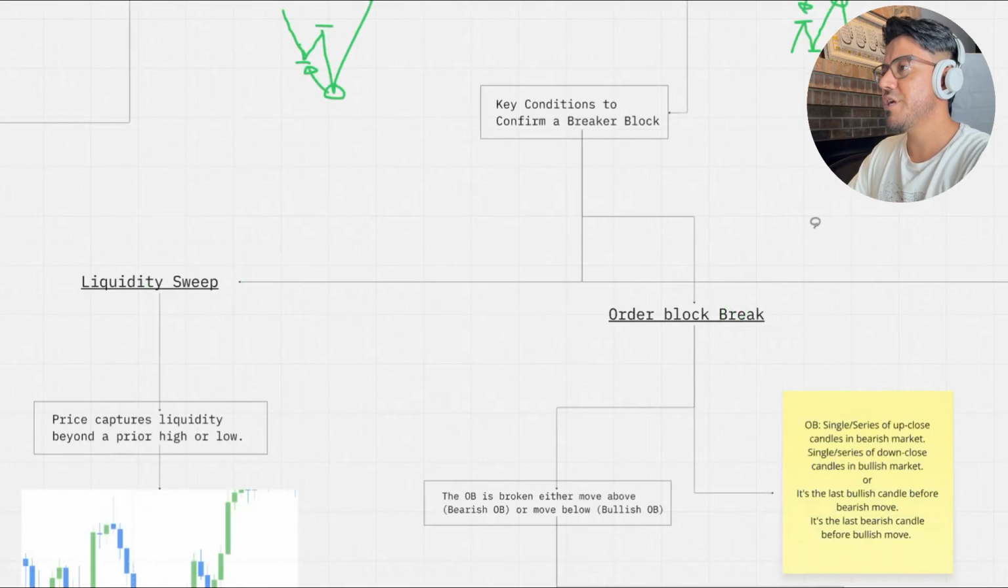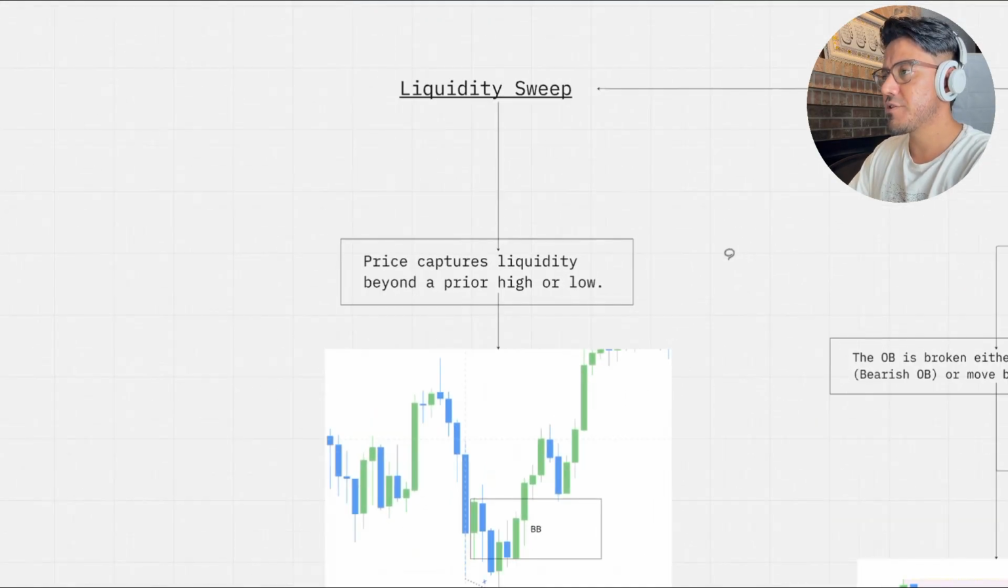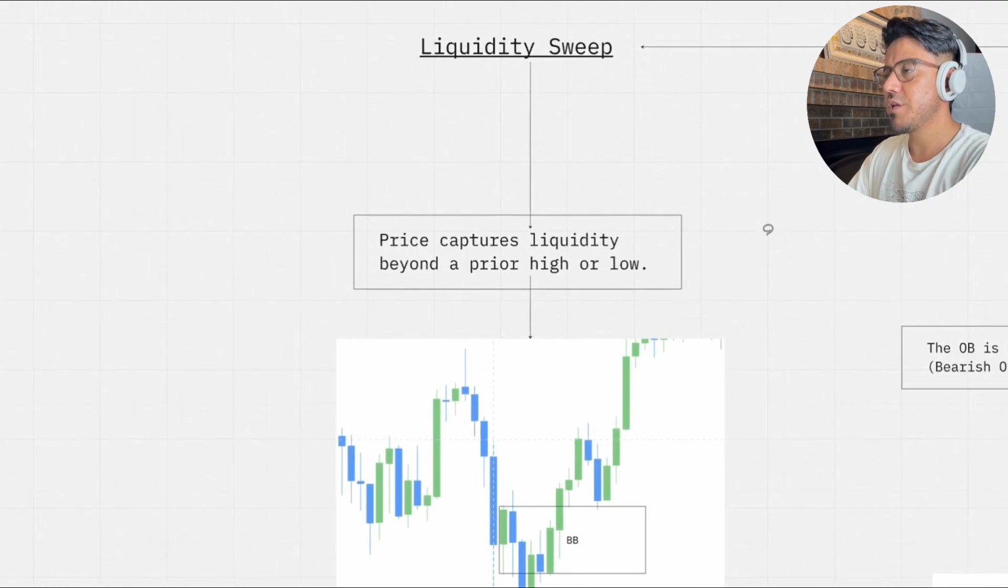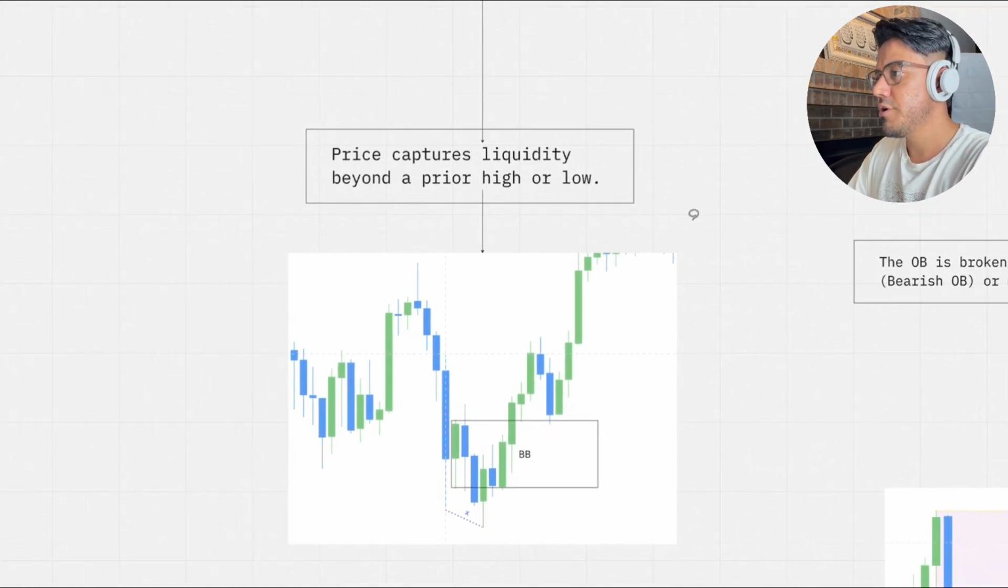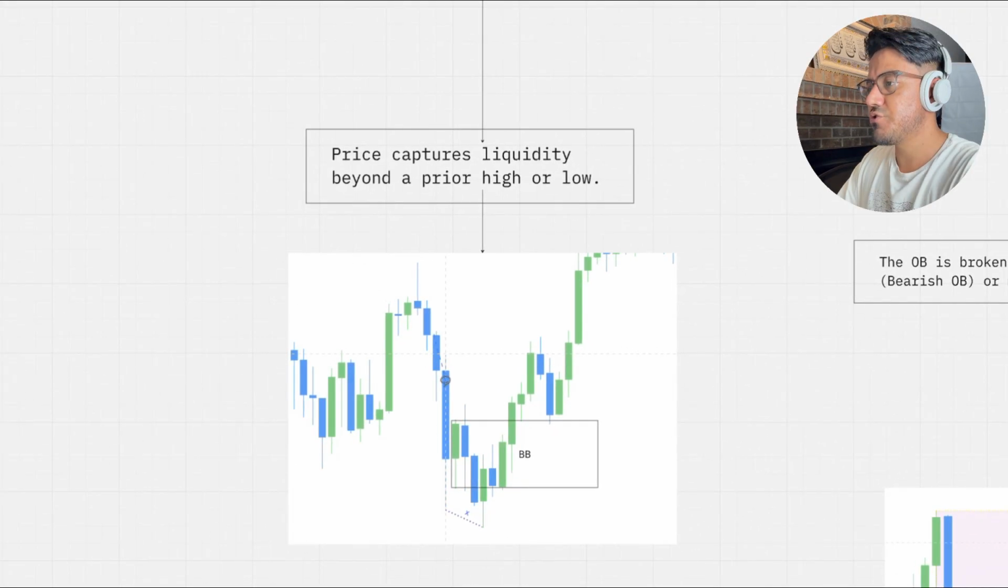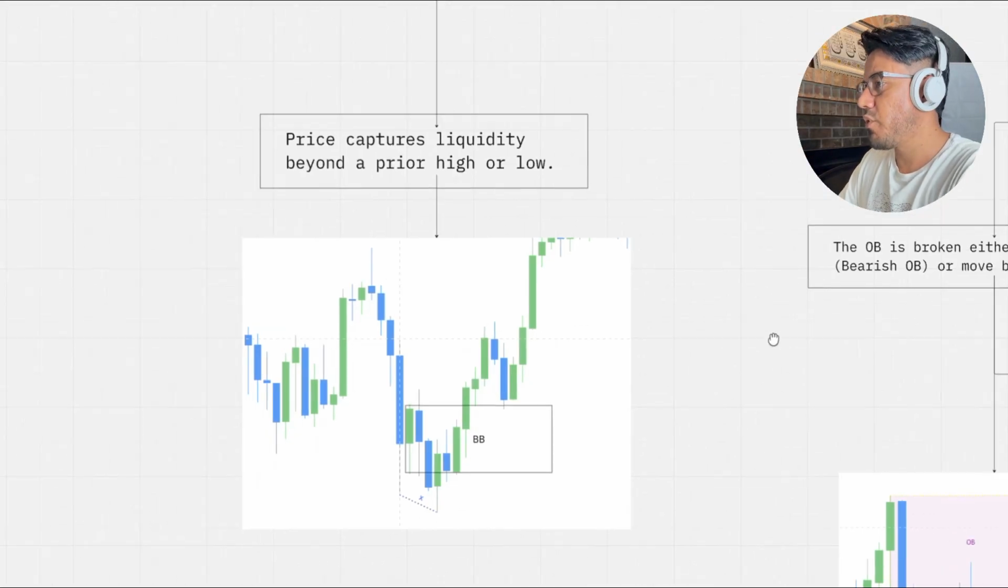However, there are some key conditions to confirm a breaker block is created. What is the first condition? The first condition is a liquidity sweep, as I have shown in that simple drawing too. The price is trading lower low, lower high, and then lower low. This swing low is taking the previous low's liquidity. So it is a liquidity sweep. This is condition number one, which is met.